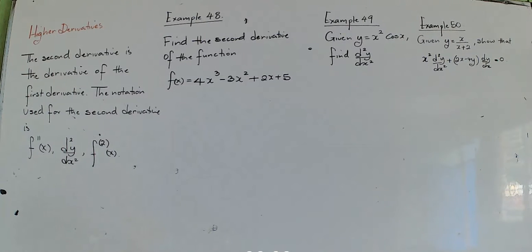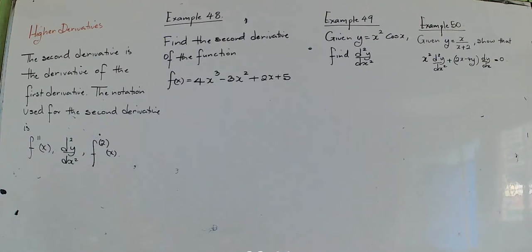Alright, let's have a look at higher derivatives. I start out by saying that the second derivative is the derivative of the first derivative. So the second derivative is the derivative of the first derivative. The notation used for the second derivative is f double prime of x, d2y by dx squared, and f2 of x. Alright?